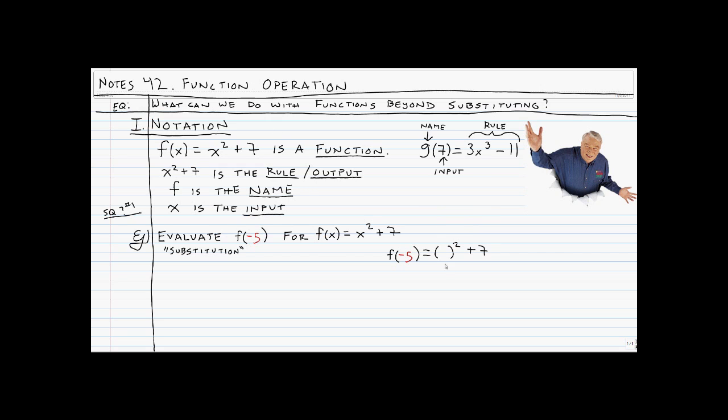Okay, so what we're going to do, we just got our function. It's x squared plus 7, but we're going to substitute in -5. So we're going to take that value, -5, and then go right over here. And then we're going to go, BAM! Right in the hole.